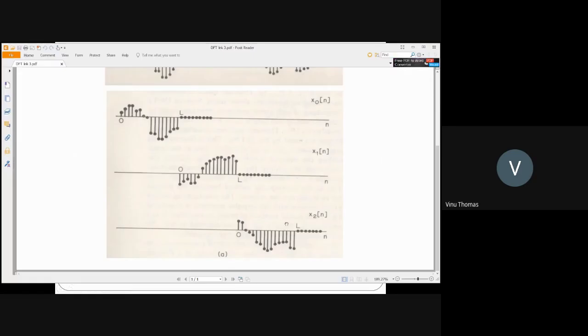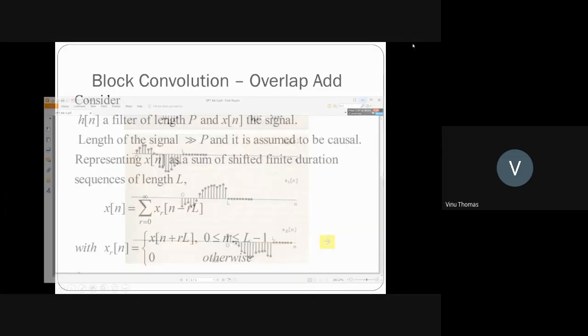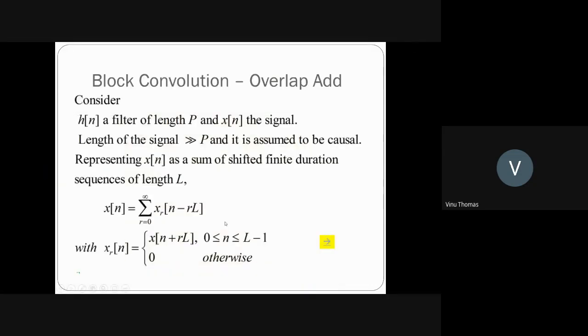So again, let us go back to the figure. So this would be x0 of n plus x1 of n minus L, which means you have to shift this by L samples to the right, so that this would now be starting from L, plus x2 of n minus 2L, which means this will be starting from 2L, plus etc. So this is how we represent the sequence.